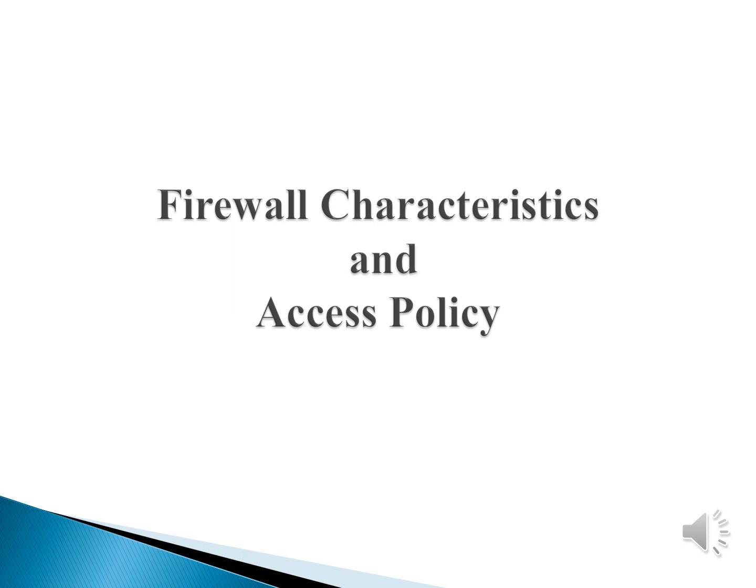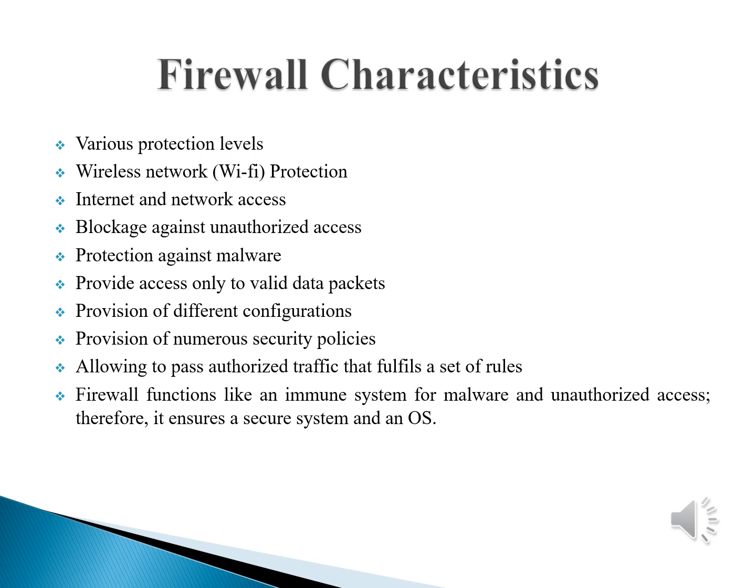The next topic is firewall characteristics and access policy. General characteristics of firewalls are various protection levels, wireless network protection, internet and network access, blockage against unauthorized access, protection against malware, provide access only to valid data packets, provision of different configurations, provision of numerous security policies, allowing to pass authorized traffic that fulfills a set of rules, and a firewall functions like an immune system for malware and unauthorized access. Therefore, it ensures a secure system and an OS.